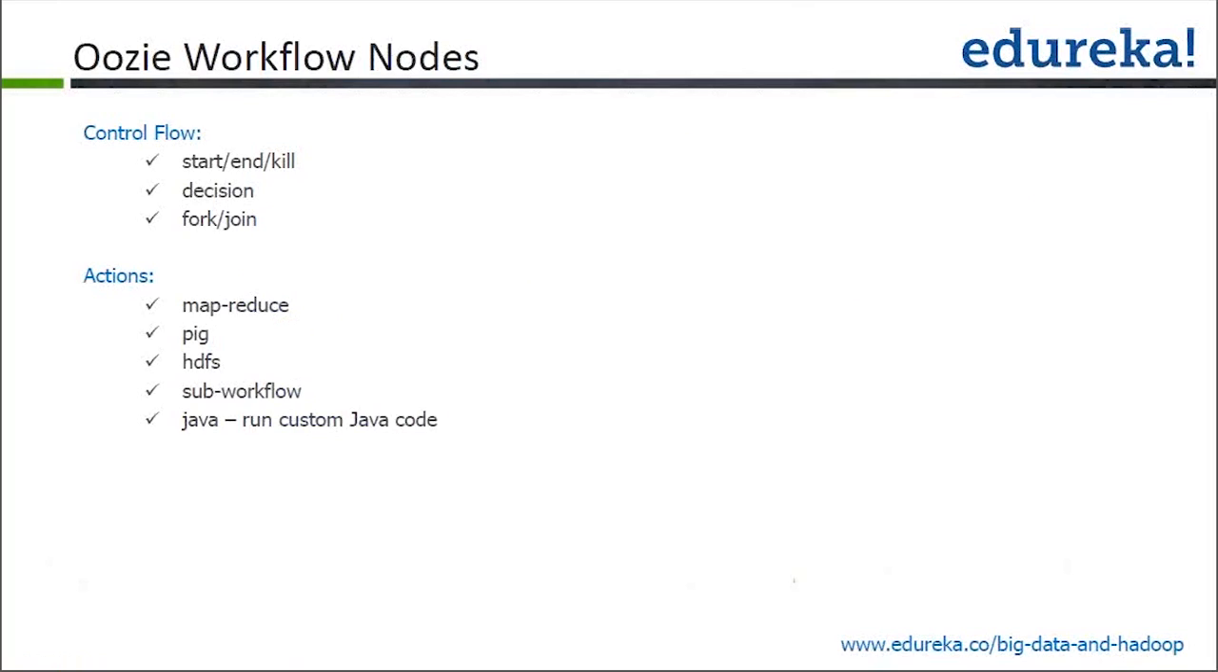Okay. So these are the workflow nodes you have, guys. You have start and kill, which are basically the control flow. Then you have the decision boxes, where you decide whether to go with this particular flow or the alternate flow. Then you have fork and join, where you want to create two subflows and join the data set. For actions, you have MapReduce, Pig, HDFS, and any kind of custom Java code you want to run. All those things you put as part of the Java or action node.